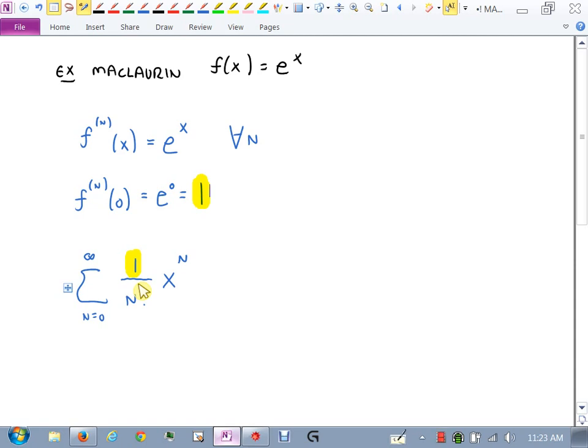So if we start writing some terms out, if n is 0, what do you get? 0 factorial we said was 1, so you get 1 over 1, and x to the 0 is 1. So you get 1 plus x. With n equal to 1, you get 1 over 1 times x. Then you get 1 over 2 factorial times x squared. Then 1 over 3 factorial times x cubed, plus, and you keep going.